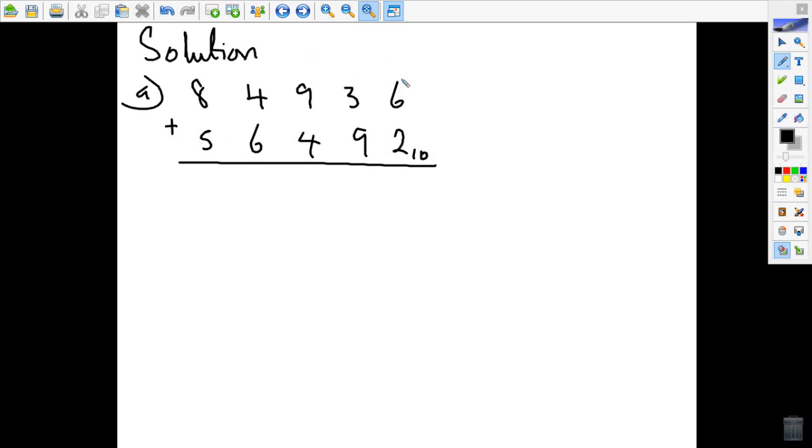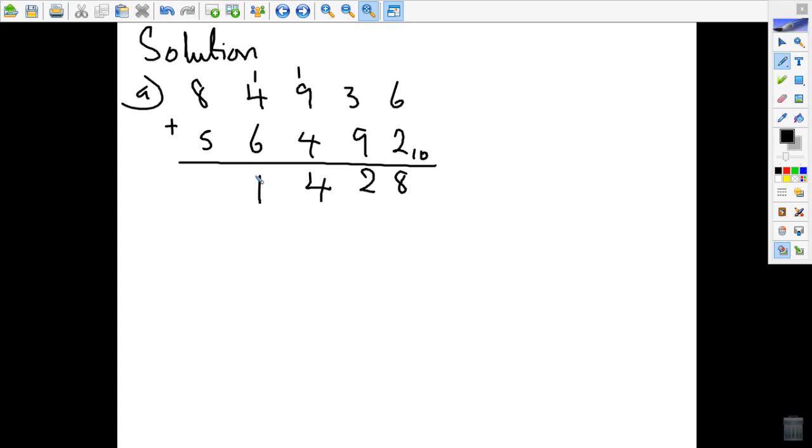Now, 6 plus 2 is not up to 10, so write down 8. 3 plus 9 is 12. Now 12 is an excess, so divide 12 by 10, it gives you 1, remainder 2. So you write down the remainder and carry the 1 to the next column, it gives you 10. 10 plus 4 is 14. 14 divided by 10 gives you 1, remainder 4. Write down 4, carry 1, it gives you 5 plus 6, 11. Divide this, 1, remainder 1.